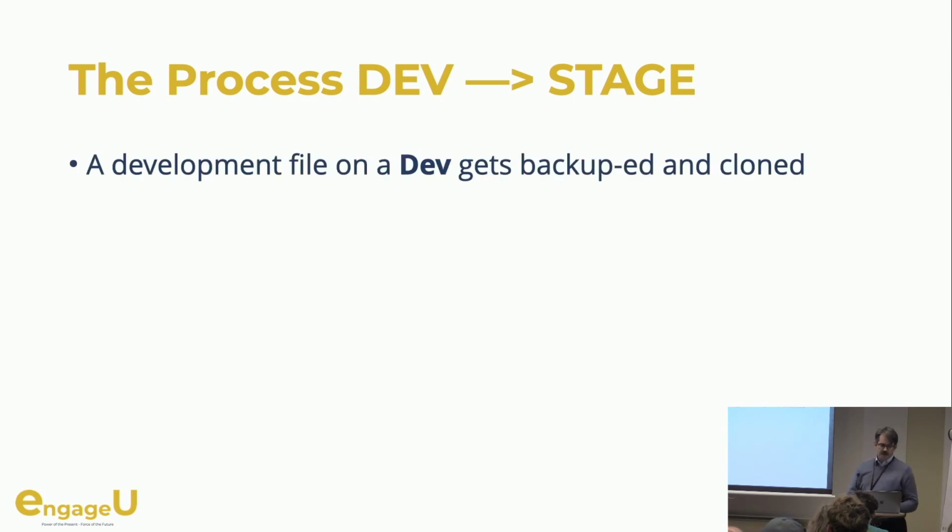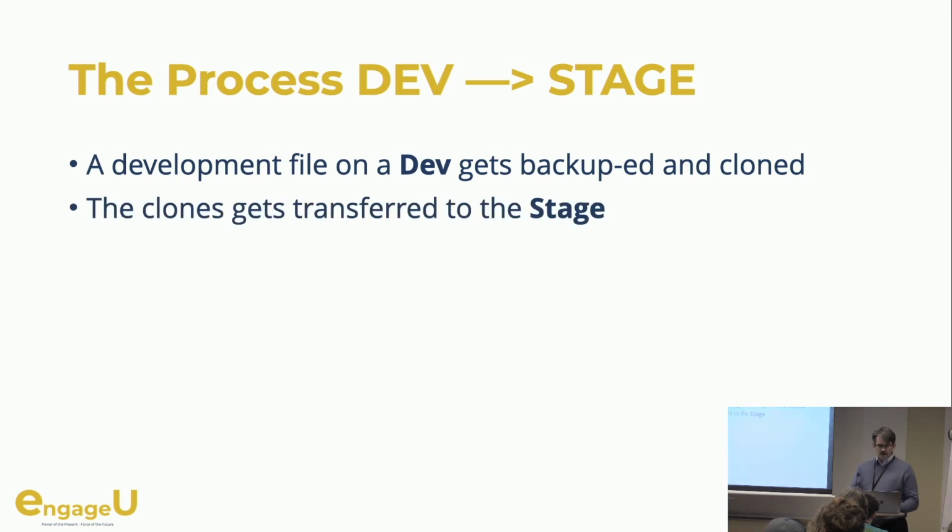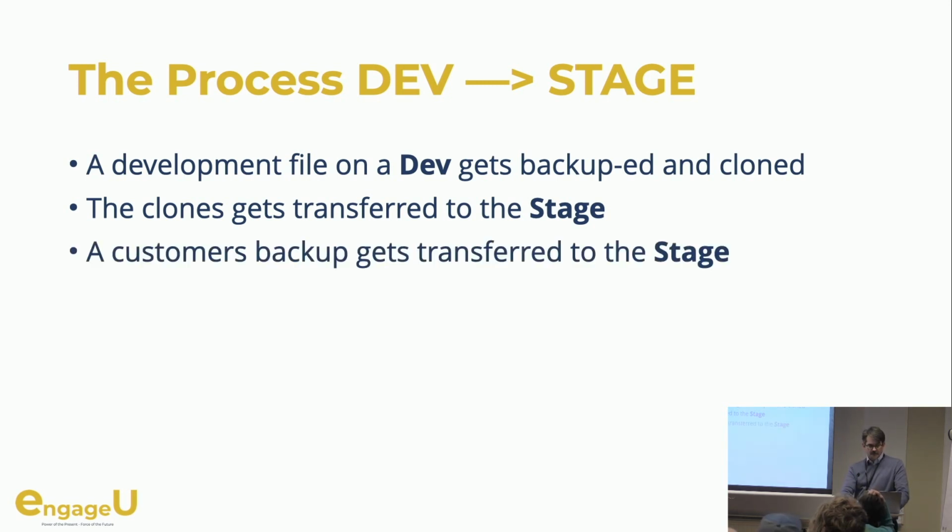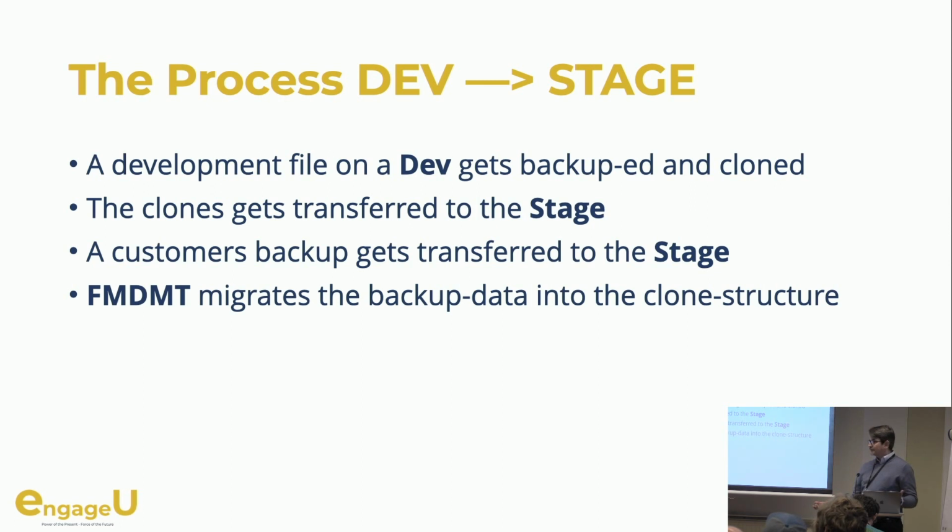The process that we're using for migrating development to stage, just in short: we have the development file on the development server that gets backed up and cloned. We do that via command line. The clones then get transferred to the stage server. The customer's backups get transferred to the stage server, and then we migrate them together and put the customer's data in our clone structure and then host those files.